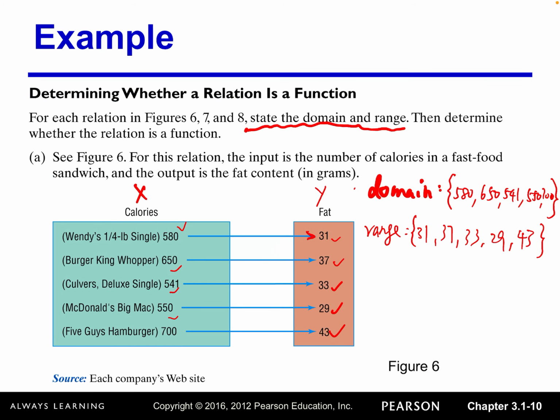And then whether this is a function or not, we're going to see whether each element from x pairs with exactly one y. It is paired with exactly one y. So yes, figure 6 is a function.